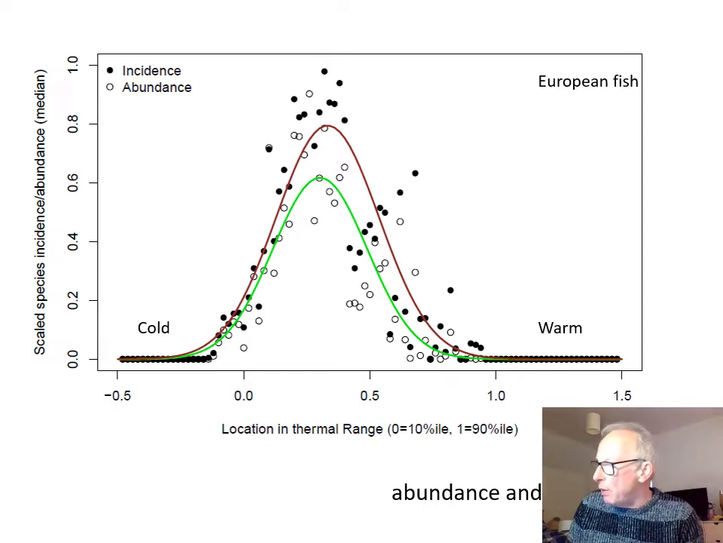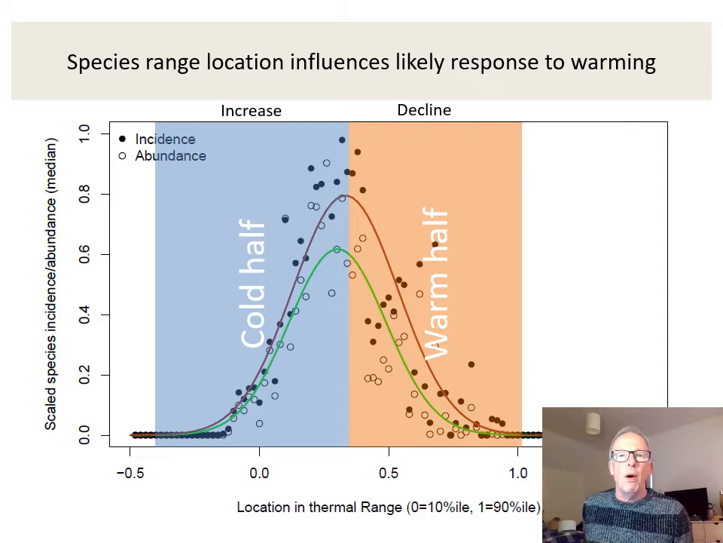Consider what happens in terms of warming then. If we can divide that species range into a cold half and a warm half, increases in temperatures for species in the cold half of their distribution range, which is the blue part of this plot, will produce an increase in abundance. So climate change will benefit those species in the colder part of their distribution range.